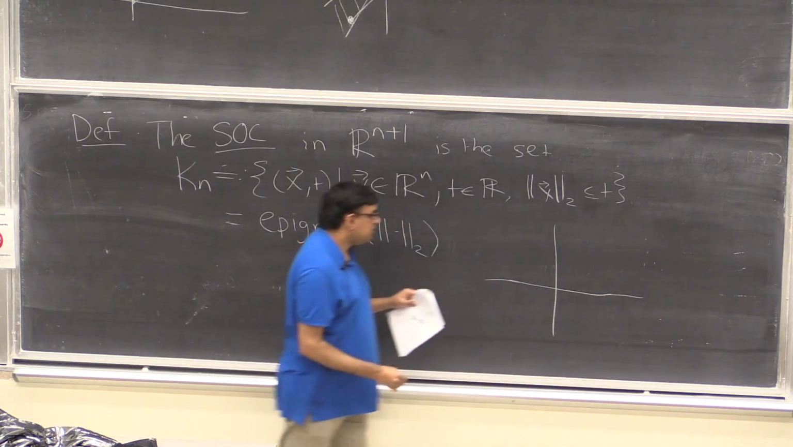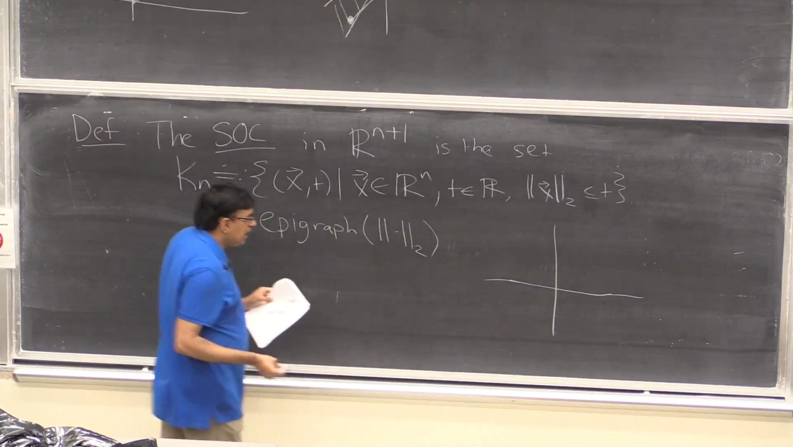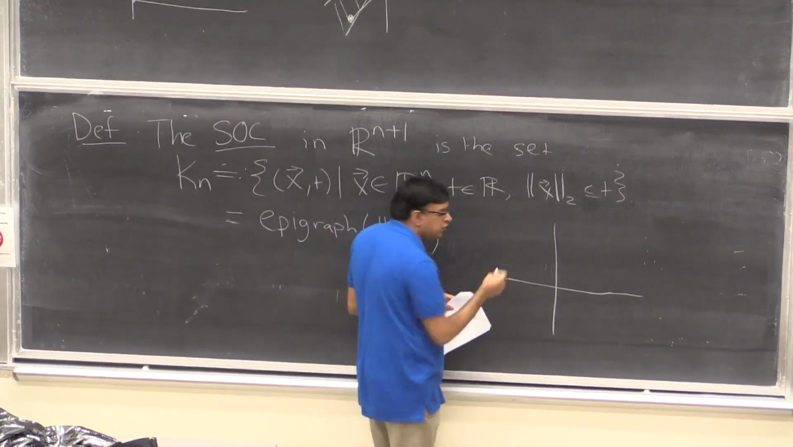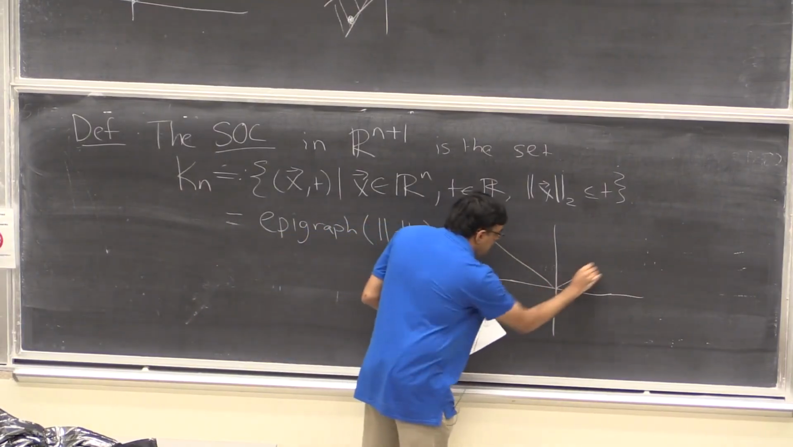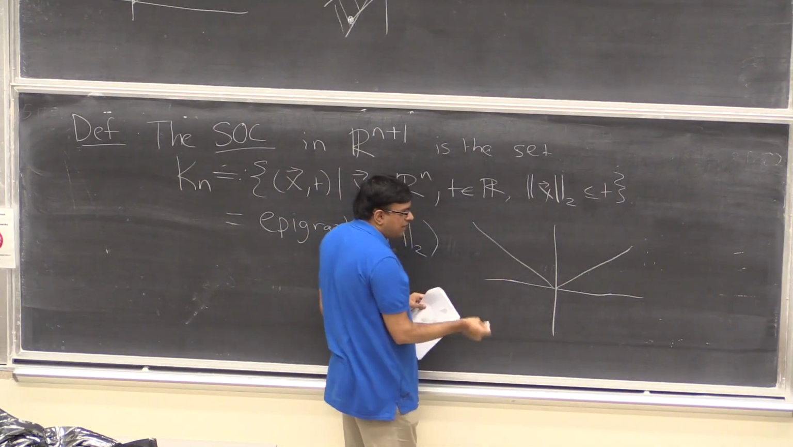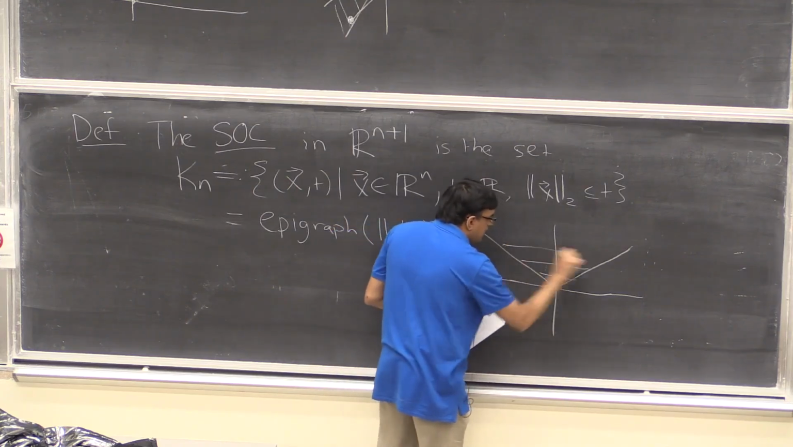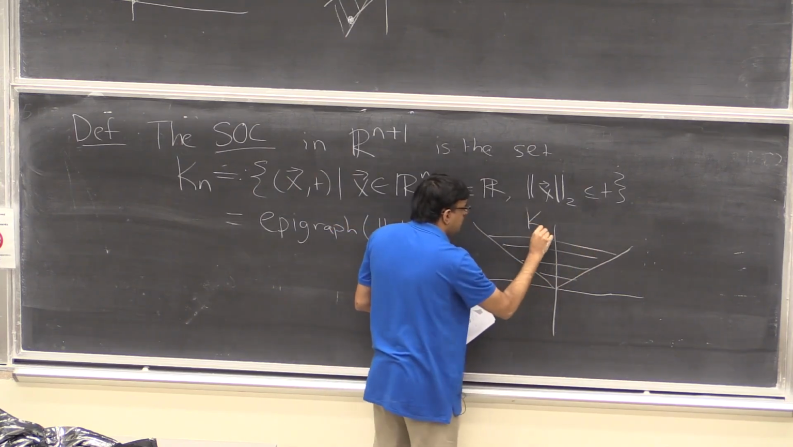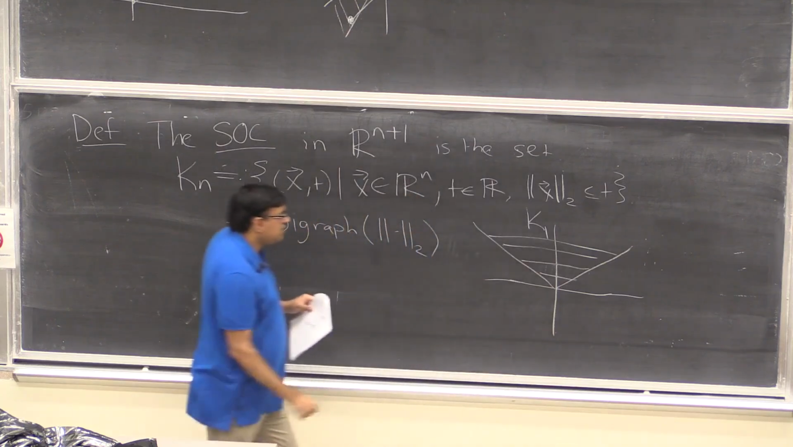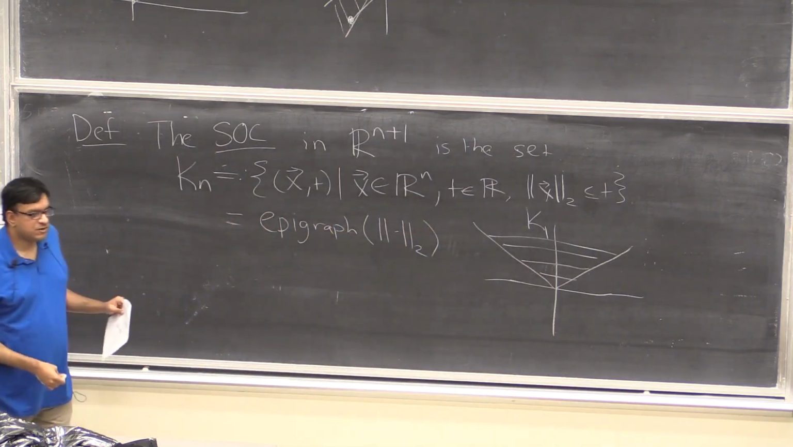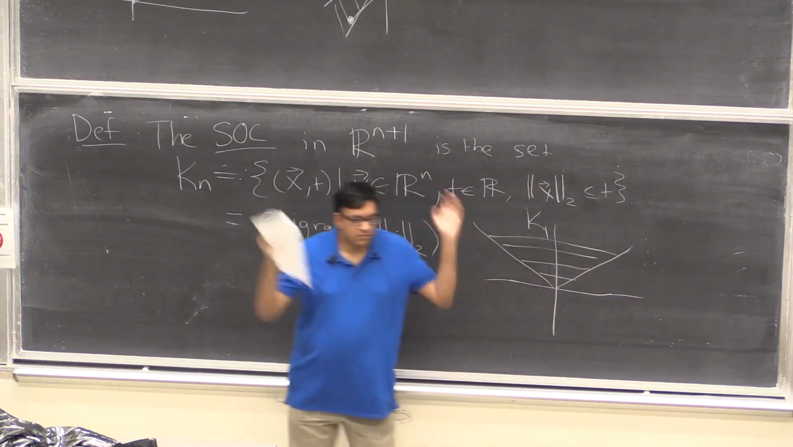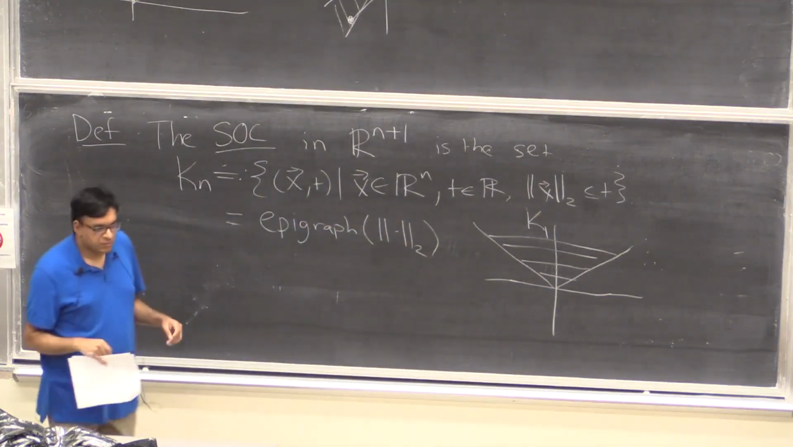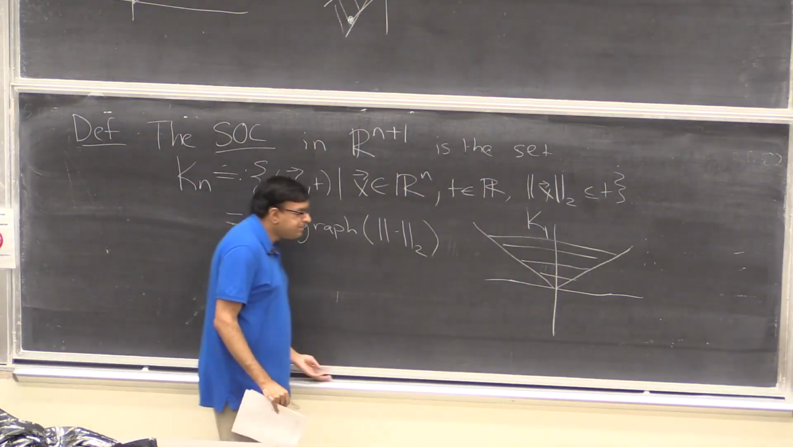Okay, so this is R^2. And since the epigraph of the 2-norm in one dimension is the absolute value, imagining this is the graph of the absolute value function, this is K_1. The professor would call it an ice cream cone. It just starts at the origin and points up in both ways, like a particularly wide ice cream cone.